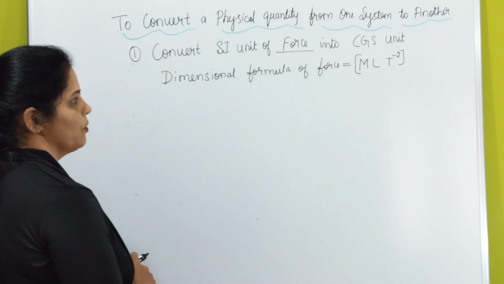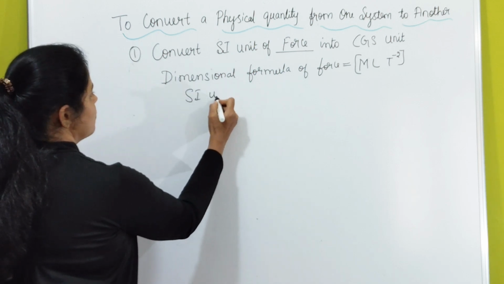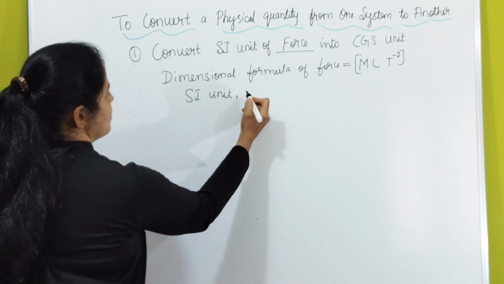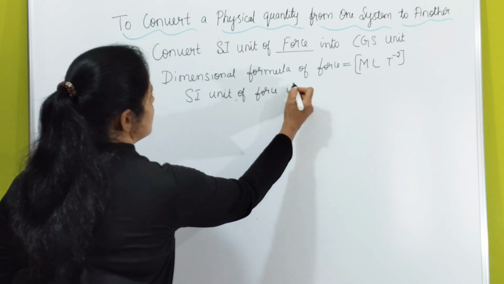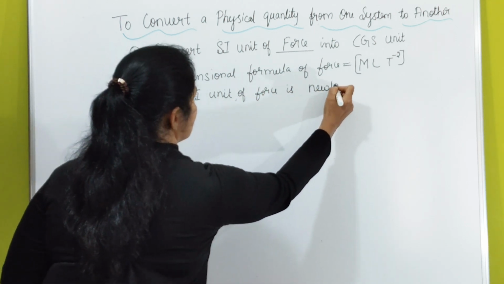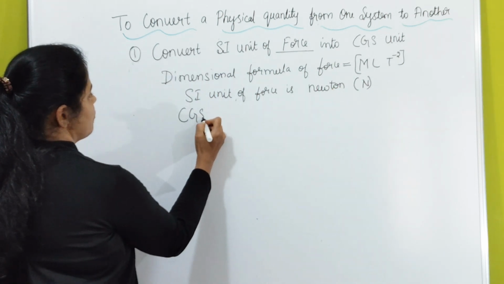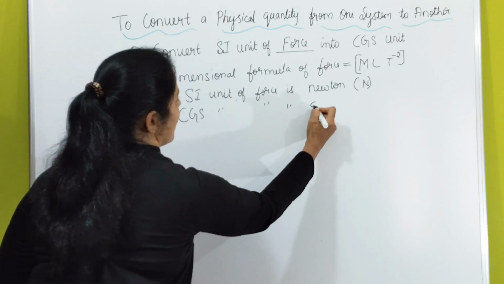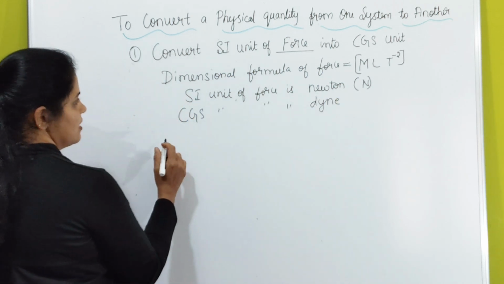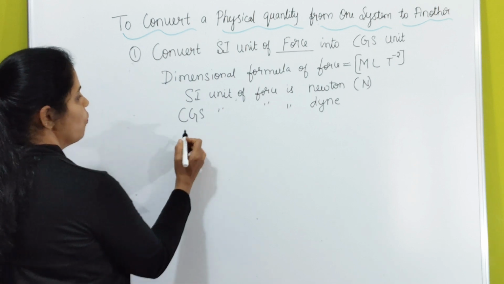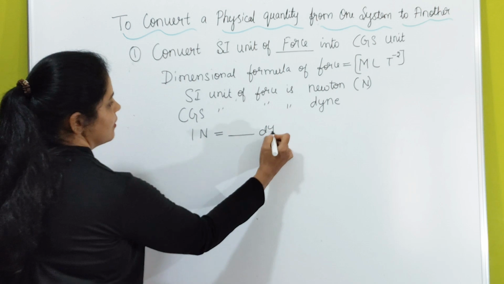So what is the dimensional formula of force? M L T minus 2. Now the SI unit of force is Newton, capital N. The CGS unit of force is dyne. Now let us write, we need to convert 1 Newton is equal to dash dyne.